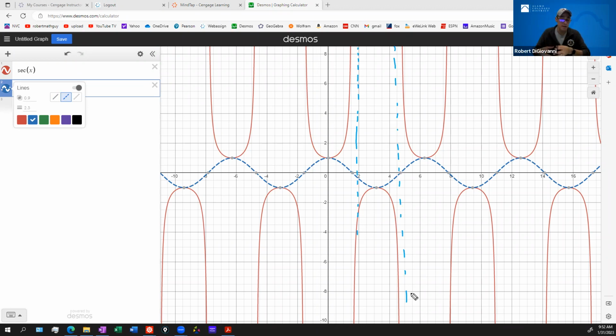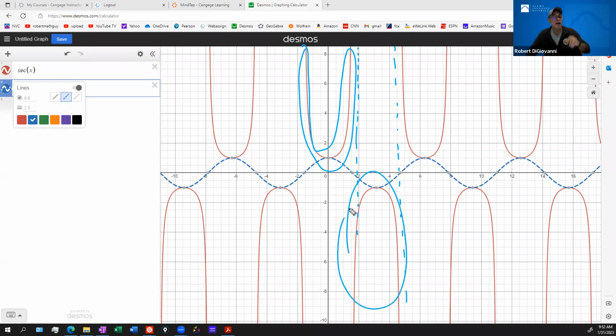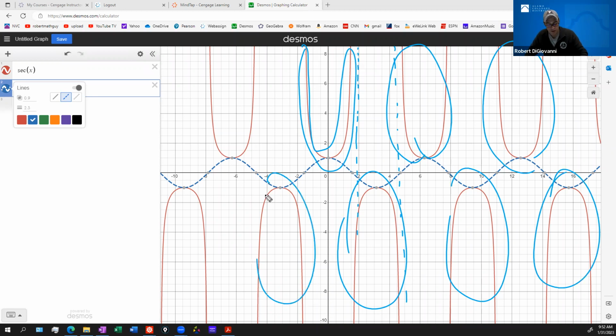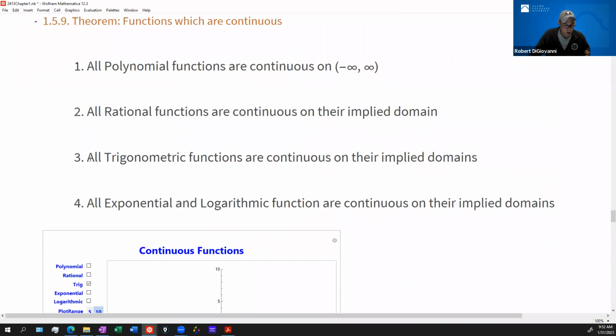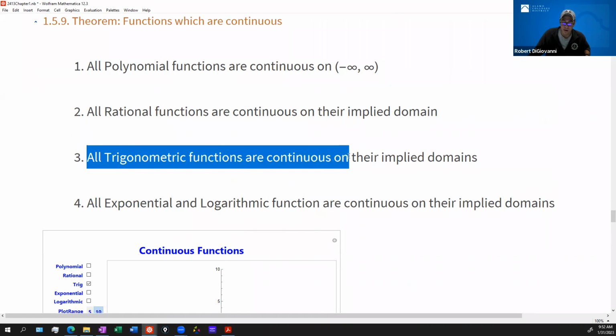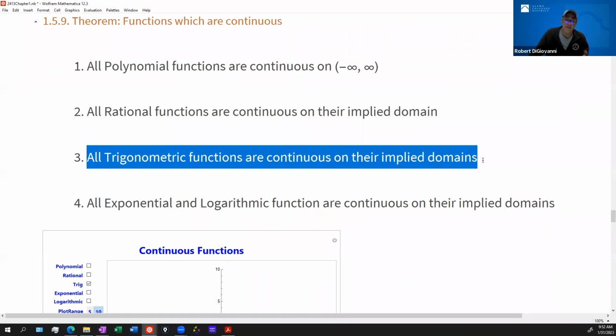in the domain, when you draw that graph, it's going to be continuous. So that little U-shaped piece of the graph there is nice and smooth, no jumps, no breaks. This little U shape there is nice and smooth, no gaps, no jumps, no breaks. So within each of these sections, we've got continuity. If we ignore the vertical asymptotes, which again, those points are not in the domain of the original function. So I'll go back to the note just to clarify. All trig functions are continuous, not everywhere, but on their implied domains.